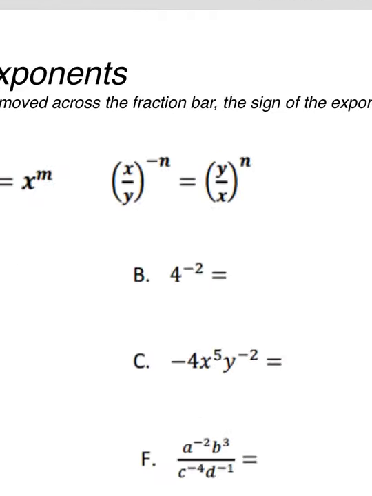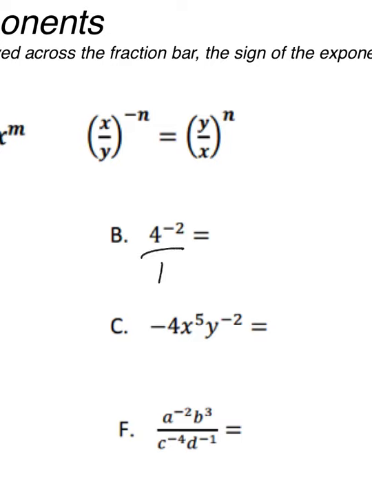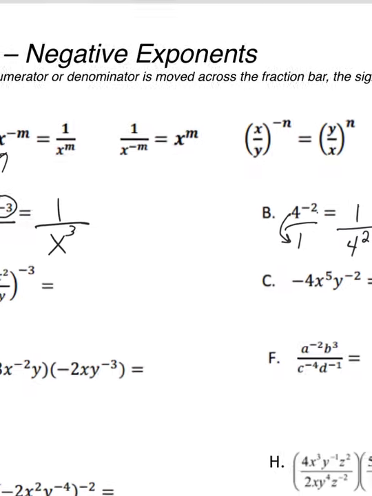B, again, this works even if you have a number and not a variable. I move my 4 to the -2 on the bottom. Negative becomes positive. This is 1 over 16 after being simplified. Let's go to D.